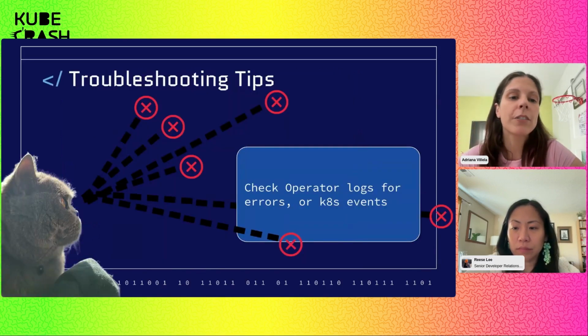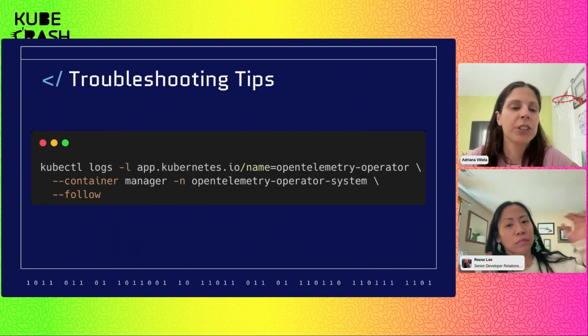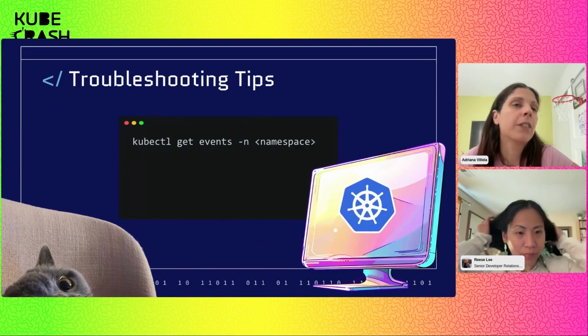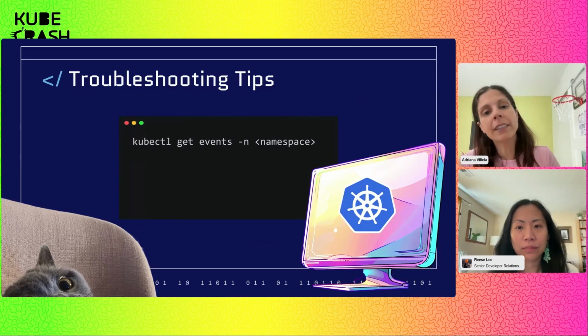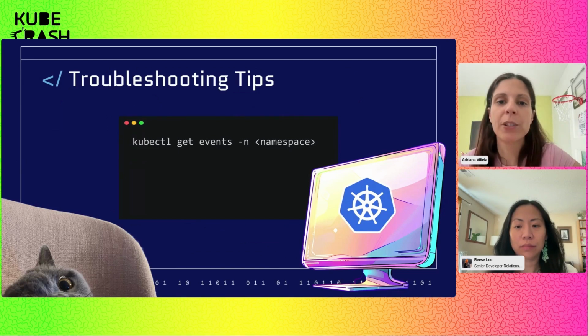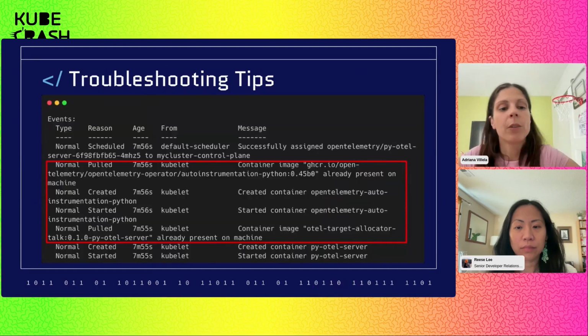Another place to look for things going awry is the operator logs, in which you would check for any error messages by running this command here. This gets you the OTel operator logs. So just do a search on error. And if you don't have access to the operator logs, then you can do a kubectl get events to see all of the events related to deploying your auto-instrumentation resources and your deployments in a given namespace. And this is what it would look like if you ran that kubectl get events.